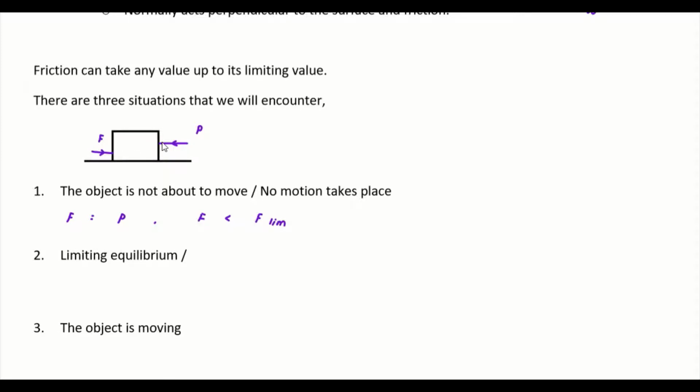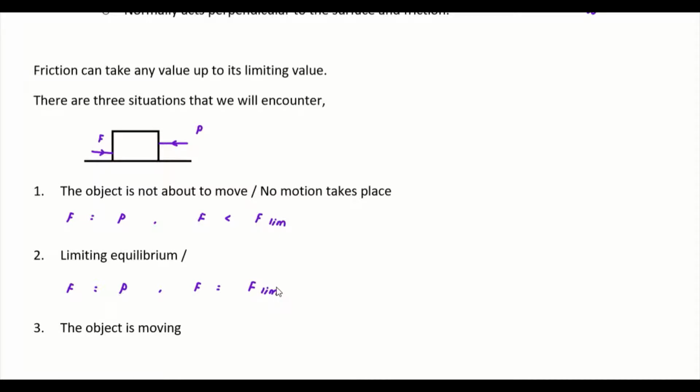Now the second one that we are going to look at is limiting equilibrium, like what we mentioned just now. At this point, your friction will still be the same as your push, according to Newton's third law. You apply a certain force, then the friction will react the same. But at this point where there is a limiting equilibrium, your friction already reaches its maximum. So here your friction is actually equal to your limiting friction.